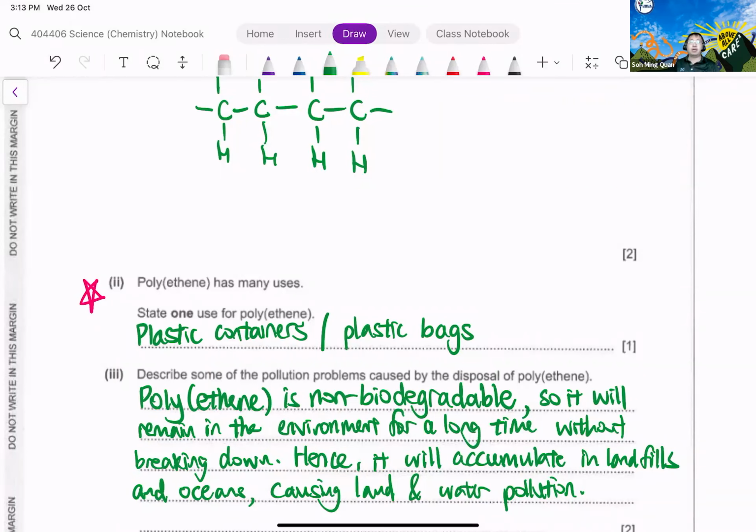Same for the previous part. Don't just say things like it can be used for carrying stuff. Polyethylene is a plastic container or plastic bag. That's why it can be used to carry stuff.